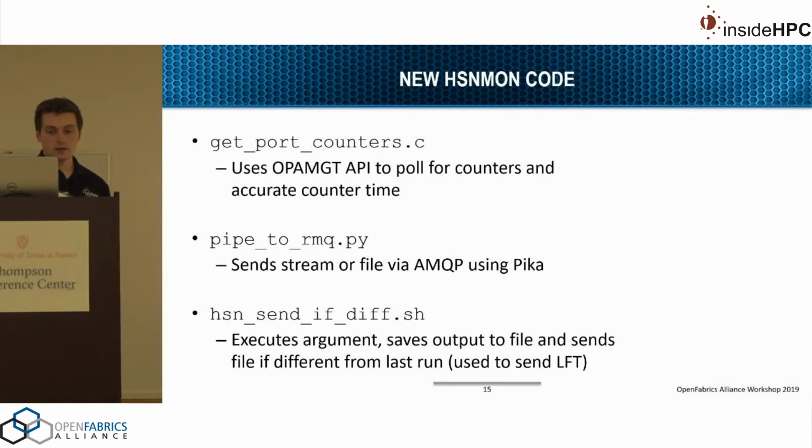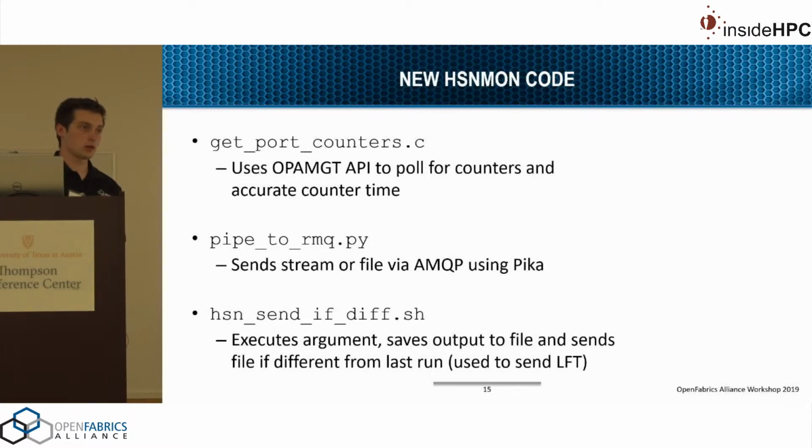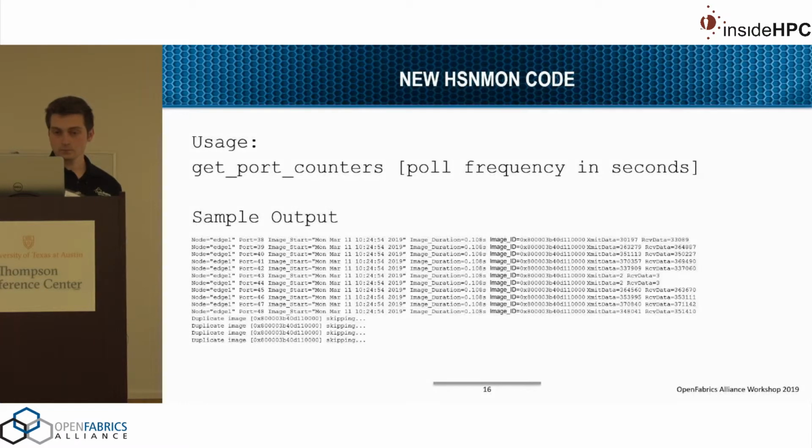Additionally, I created a tool for sending data via AMQP directly to our data analytics server. And then also I created a tool for comparing the difference on the output of the last linear forwarding table. This allows us to just check anytime the switch's forwarding table has changed, so that we can pin jobs to specific ports via their routes.